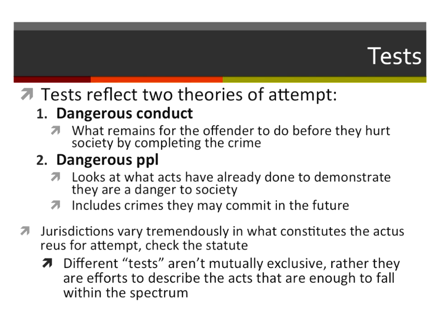So we have two tests, and they reflect two theories. One looks at dangerous behavior, and one looks at dangerous people. Dangerous conduct tests look at what remains for the offender to do before they actually complete the crime. And dangerous people looks at what you have already done to demonstrate that you are a danger to society. And that includes crimes that a person may commit in the future.